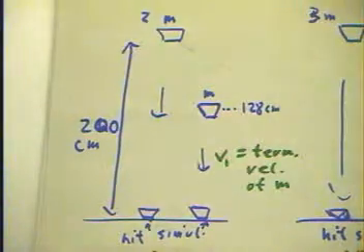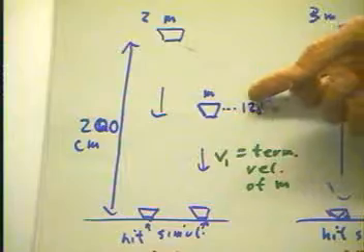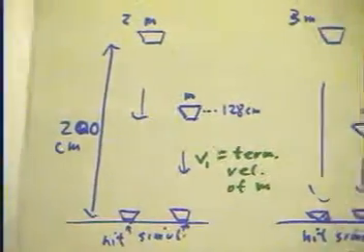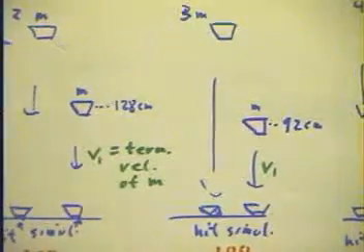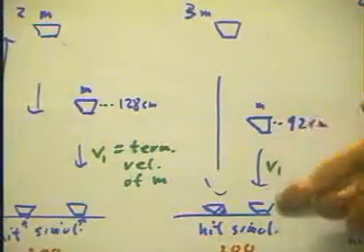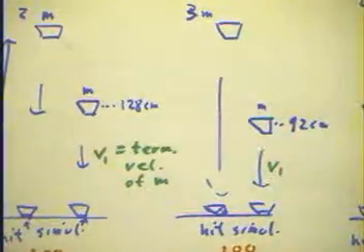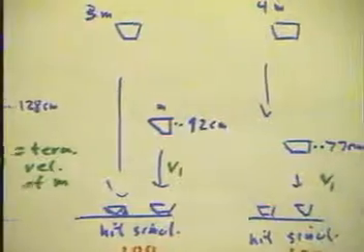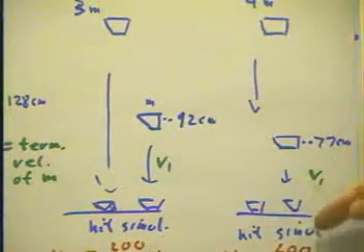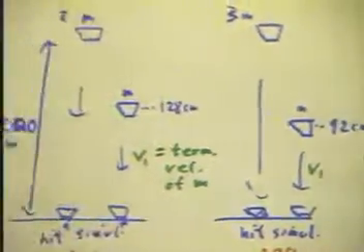In any case, we observed that when a doubled mass was dropped from 200 centimeters, we dropped the single mass from 128 centimeters, and they hit simultaneously. For the tripled mass, we had to drop the single mass from 92 centimeters, closer to the ground, because of course this is going to fall closer, and then they would hit simultaneously. And for 4 times the mass, a 77 centimeter drop caused them to hit simultaneously. Now, what do we conclude from this?